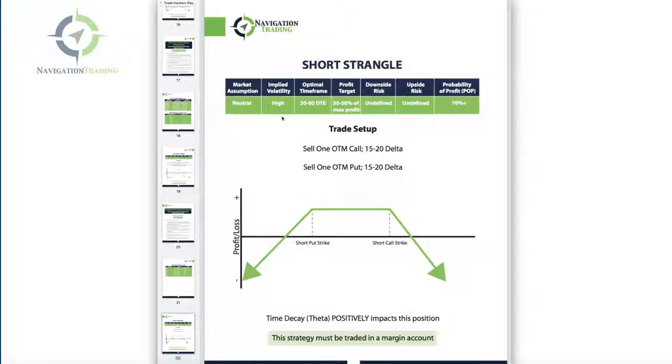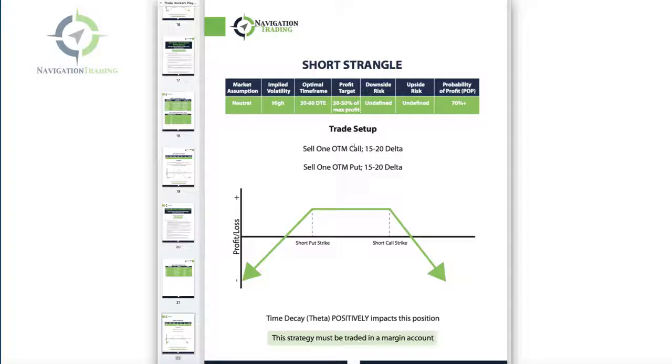You want to enter these when implied volatility is high, and we like to enter them between 30 and 60 days to expiration. We're looking for a profit target of between 30 and 50% of max profit, so we never want to hold these trades all the way to expiration. The downside risk is undefined as well as the upside risk, and we're typically looking at about a 70% probability of profit or more on this strategy.